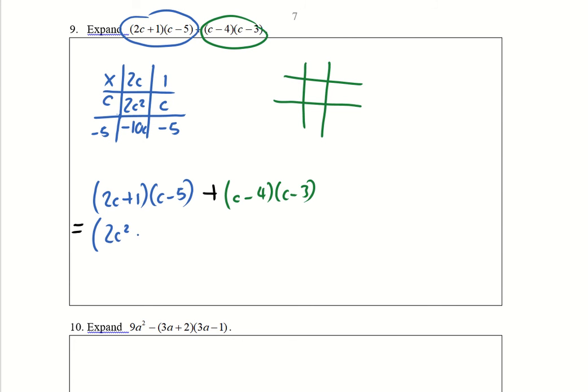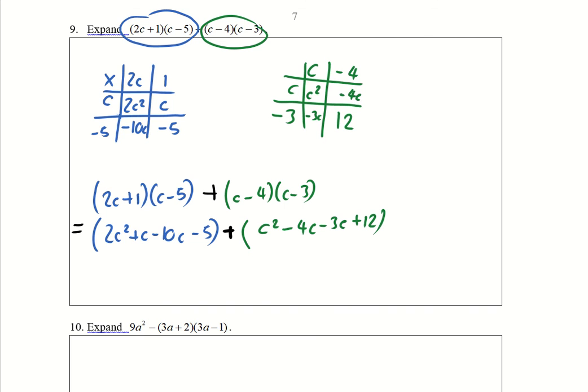So 2c square plus c minus 10c minus 5, and then plus, we'll do the same thing for the green color expression. So fill up first bracket, first row, second bracket, first column. So c times c is c square, c times negative 4 is negative 4c, c times negative 3 is negative 3c, and negative 3 times negative 4 becomes positive 12. Again put a bracket, c square from left to right, top to bottom. So c square minus 4c minus 3c plus 12.